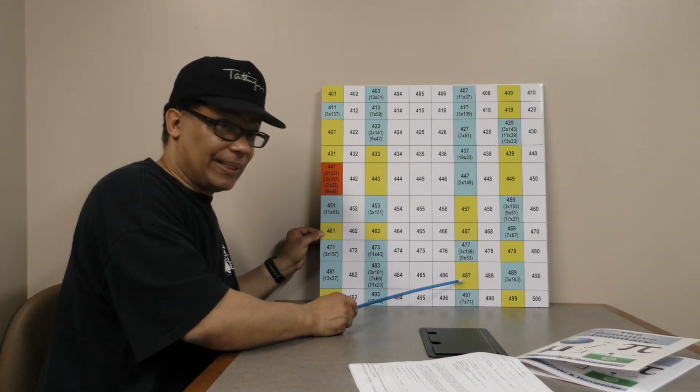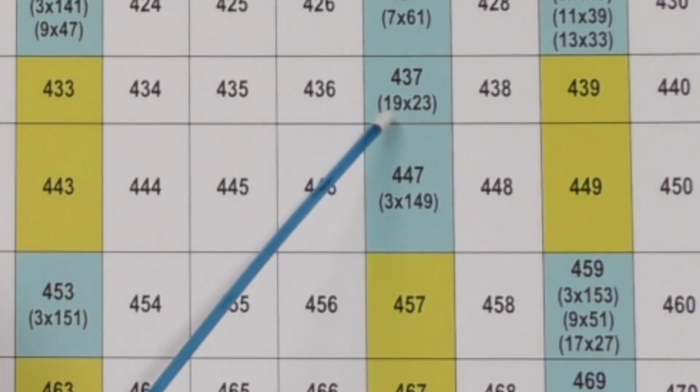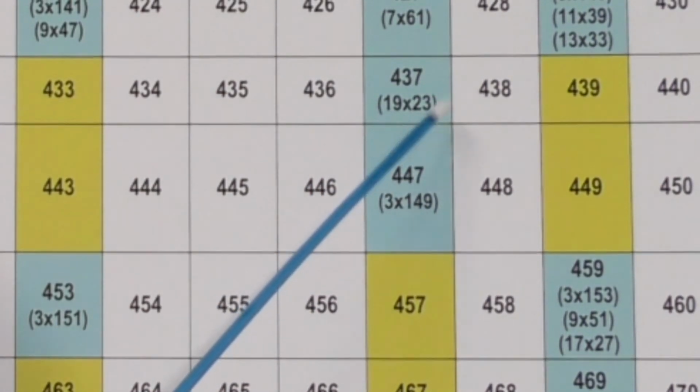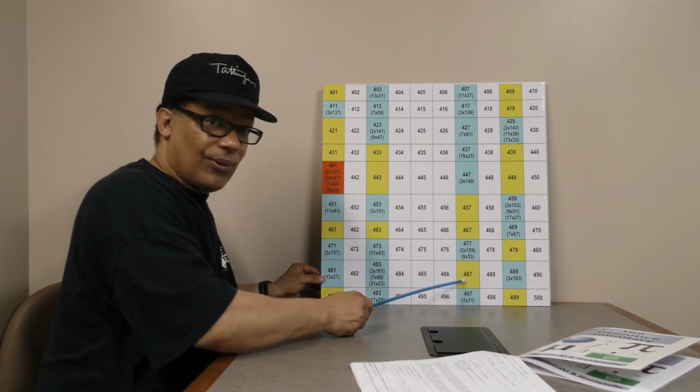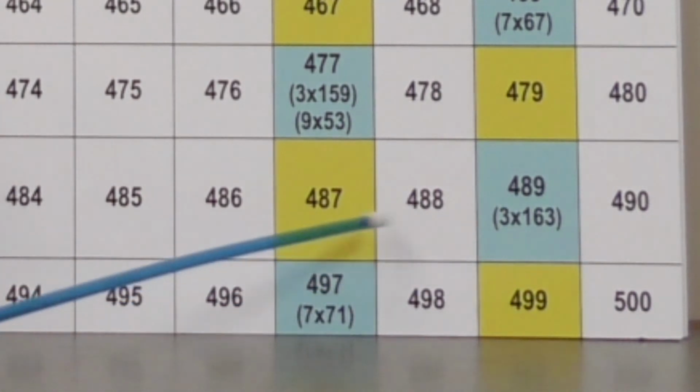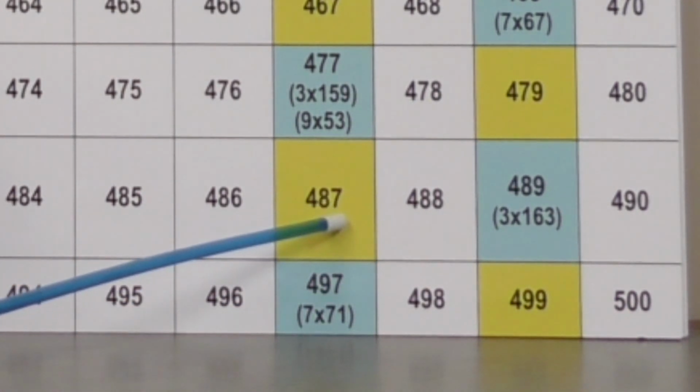So now we have to look at 19. 19 times 23 produces 437. That is below 487. So 487 is a prime number.